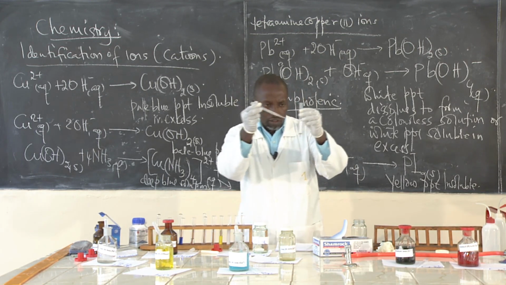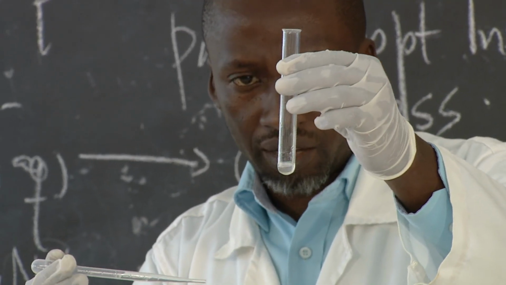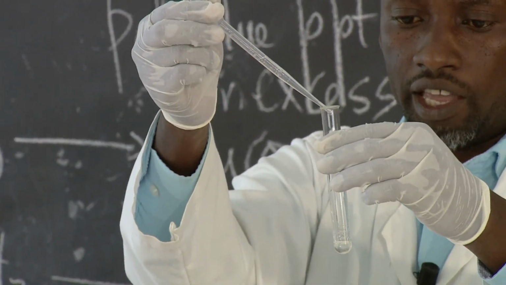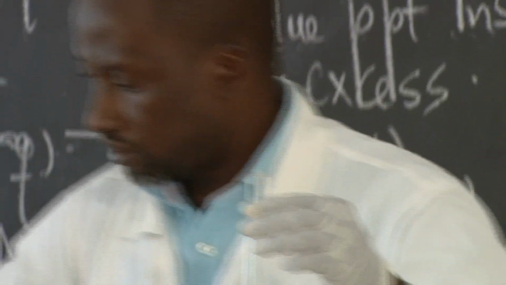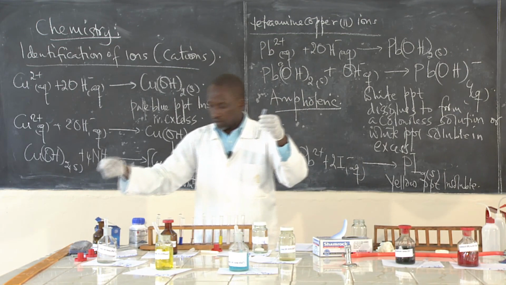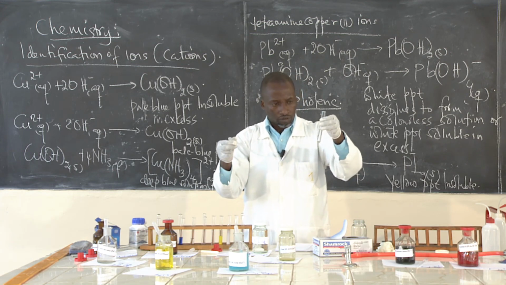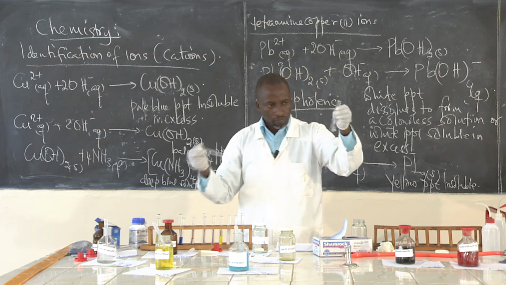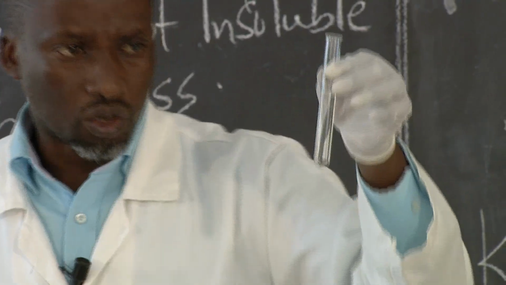Are you seeing something there? Just take a very close look. See what is happening. There is something jelly forming. That's the precipitate. It is coming. Add a few drops again. You can add excess, there is no problem there. Of course, you have already added. See? The precipitate disappears. A colorless solution is formed.